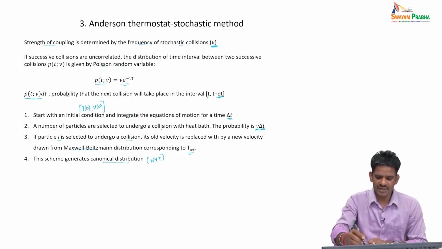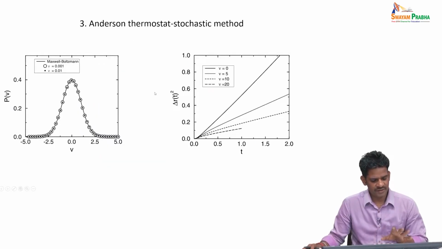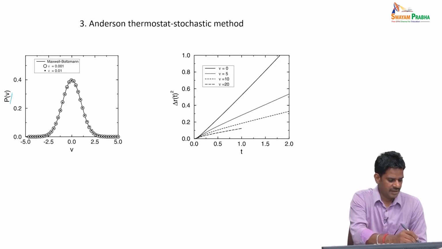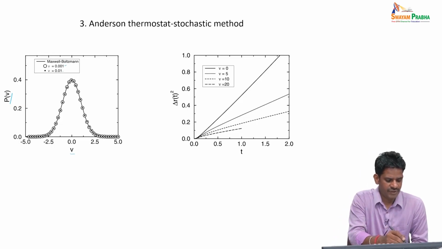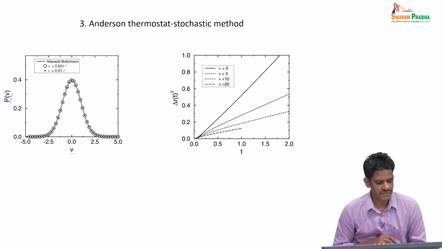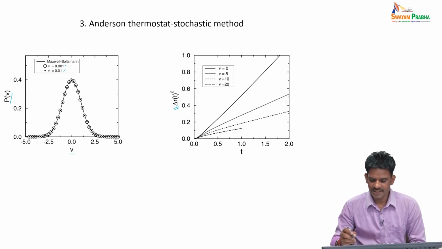Now, this also becomes an important parameter which will determine whether the system is sensitive to this kind of coupling constant. If you look at the left hand side, we are plotting the velocity distribution. You can see that it nicely follows the Maxwell-Boltzmann distribution, and the simulations held with two different frequencies of collisions, 0.001 and 0.01, both basically re-establish the expected Maxwell-Boltzmann distribution. On the other hand, if you look at the mean square displacement of particles, you see that there is a dependence, so that the slope basically changes.